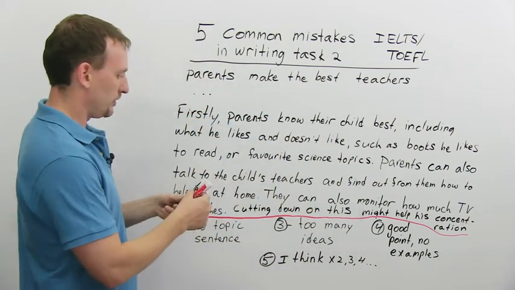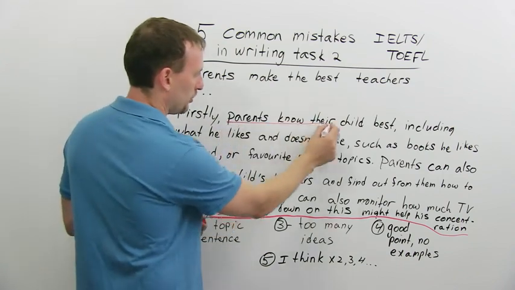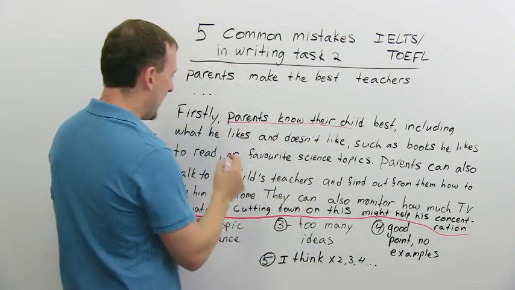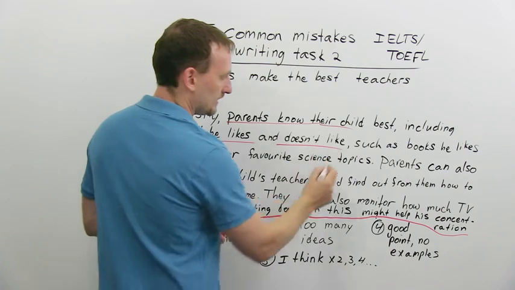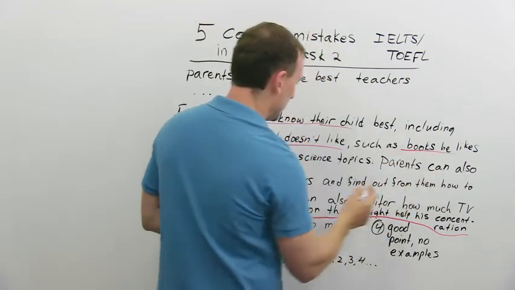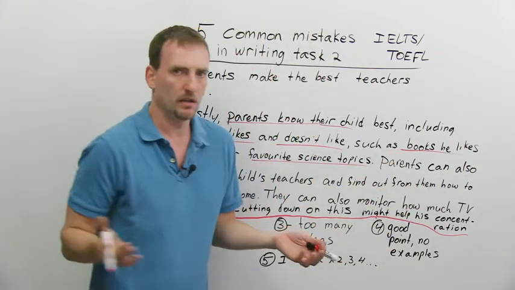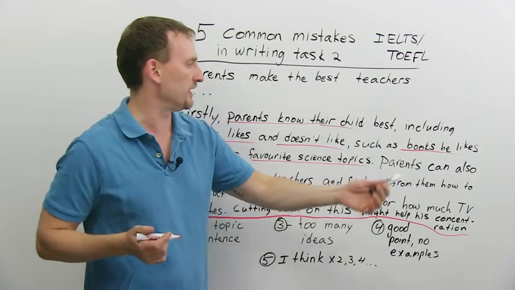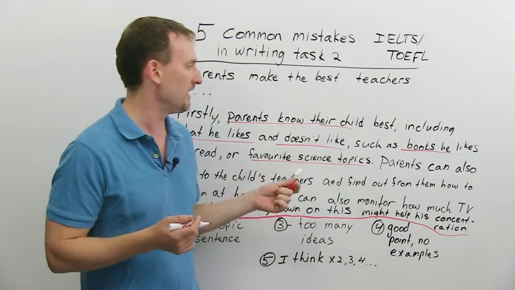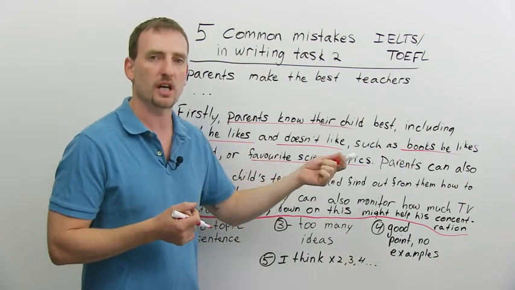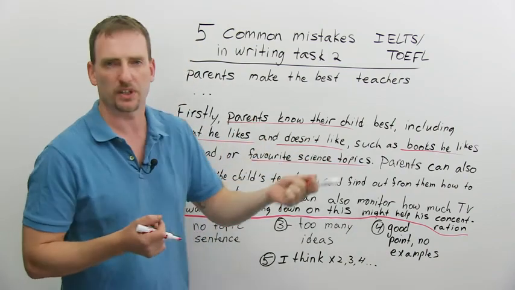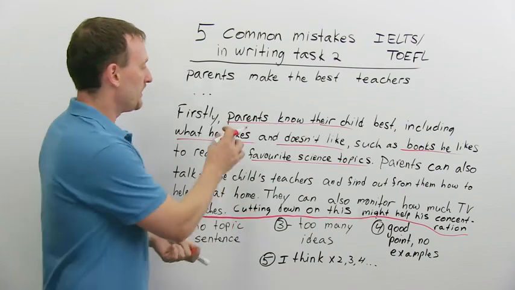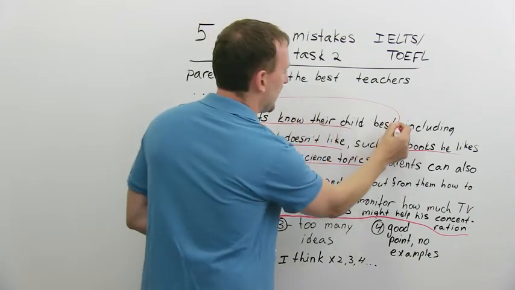So in this sentence, we're talking about parents know their child. They know what he likes and what he doesn't like. They know what books he likes. They know what science topics he likes. What is this paragraph about? Is it about books? Is it about choosing his books or choosing his science topics? Is it about parents know their child? Is it about what he likes, what he doesn't like? I'm assuming that it's parents know their child best.